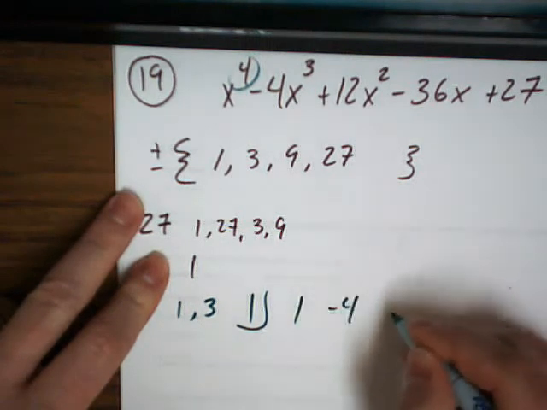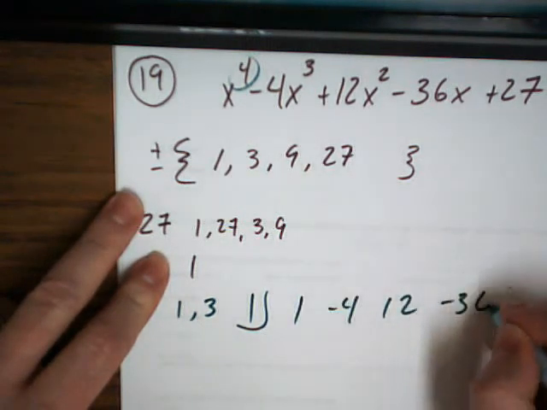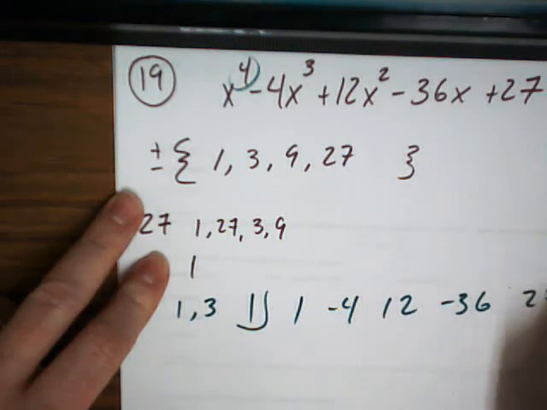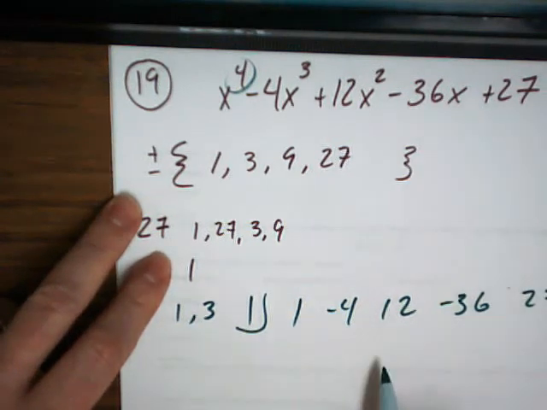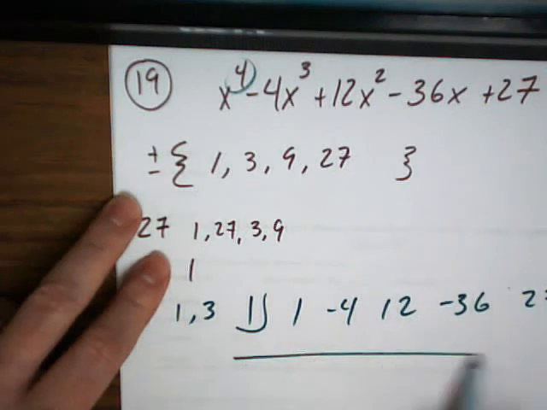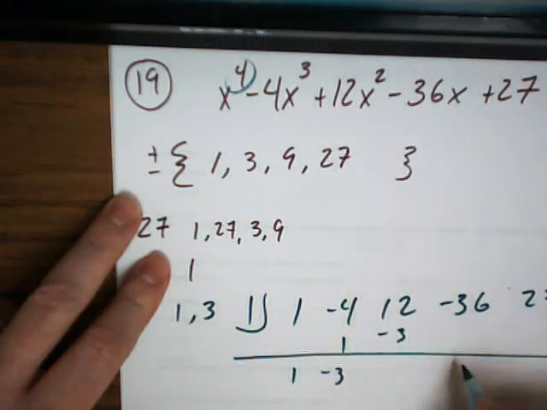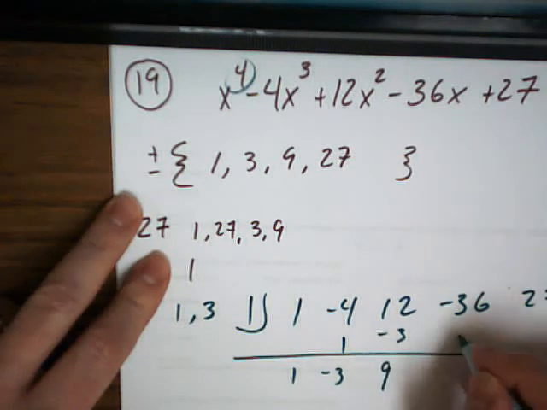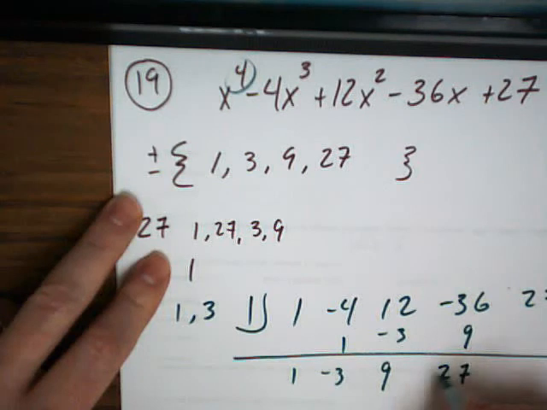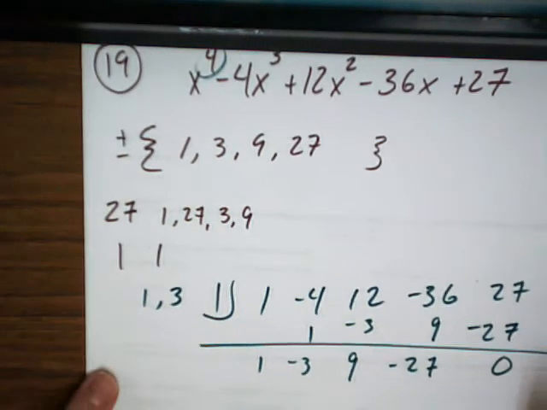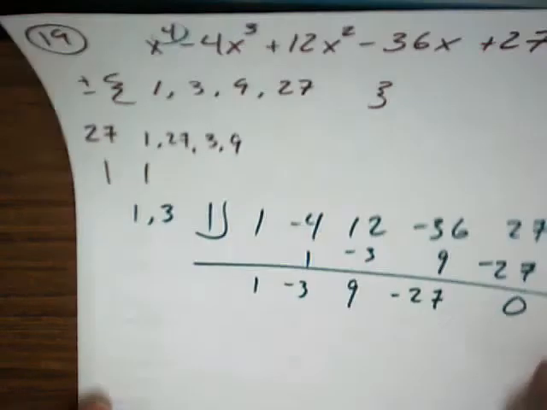1, negative 4, 12, negative 36, 27. And you bring the 1 down. 1, negative 3, 9, 27, negative 27. So I got 0 for the first 2, which is what should have happened.